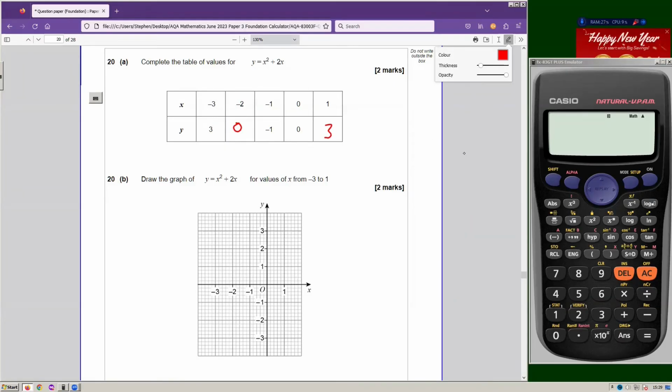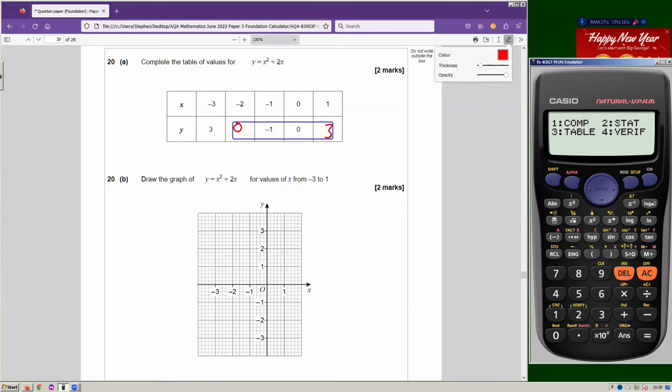Now, if we were going to use this table function, it works like this. So we need to go into mode, table, just 3. Function x is the y. So we put an x squared. Now, x is this one here, just above the close bracket. You go alpha x, and it's squared, plus 2x, alpha x again.